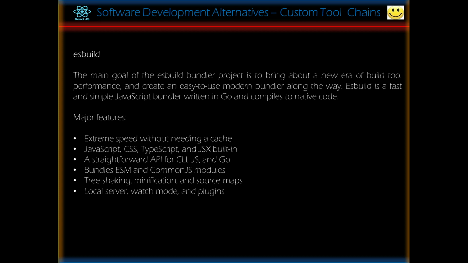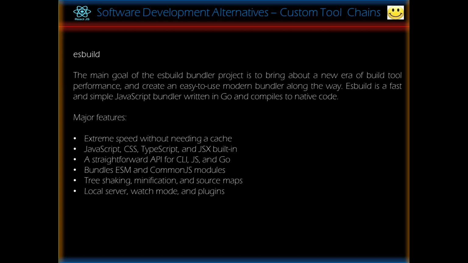ESBuild. The main goal of the ESBuild bundler project is to bring about a new era of build tool performance and create an easy to use modern bundler along the way. ESBuild is a fast and simple JavaScript bundler written in Go and compiles to native code.